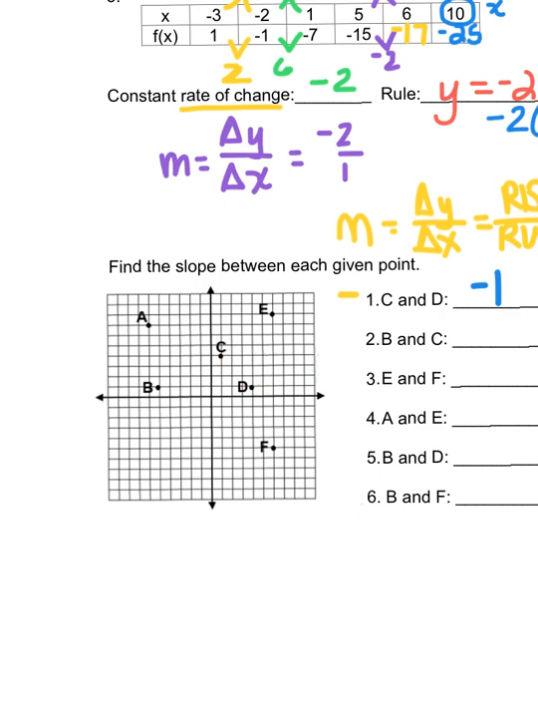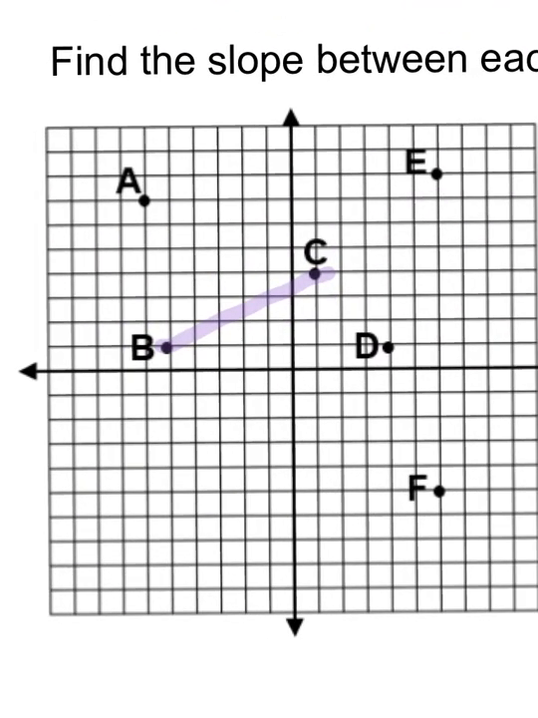Now let's find the slope of the line going through points B, C. So notice that this is a positive slope. Now let's go back and find the rise over the run. So starting at one point, it doesn't matter which one, I'll start at this point. We're going to count 1, 2, 3. Notice that we went down, so that would be negative 3.